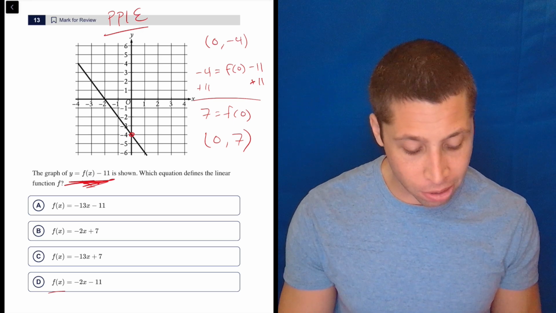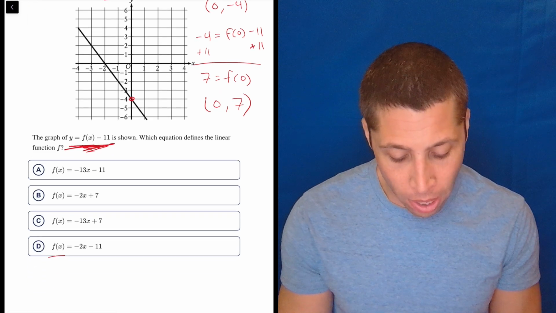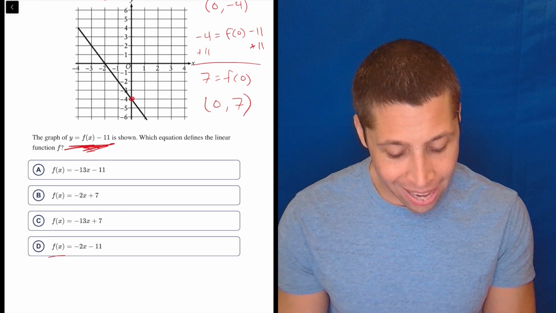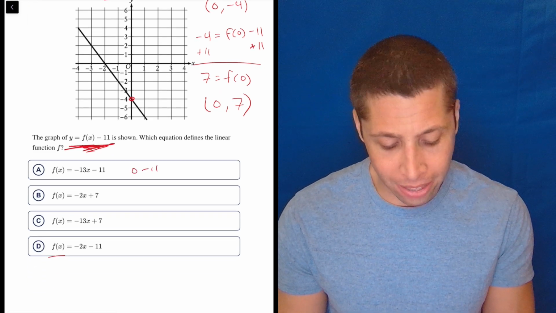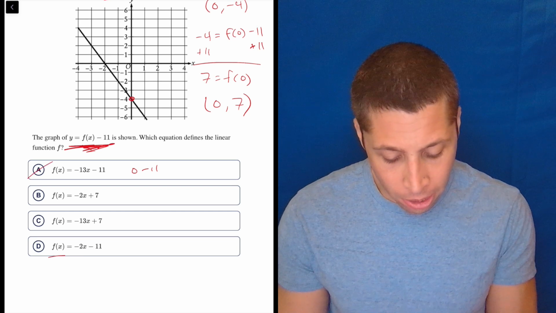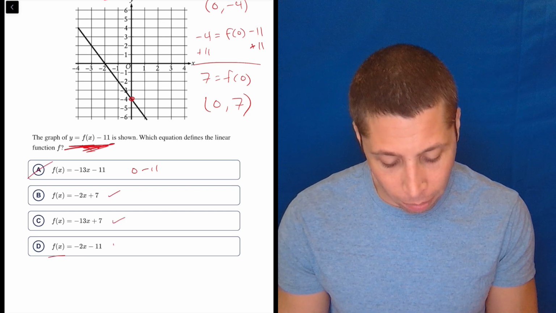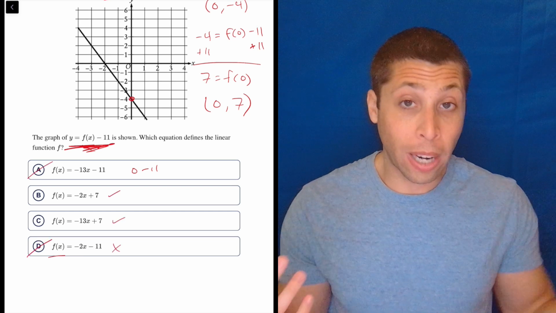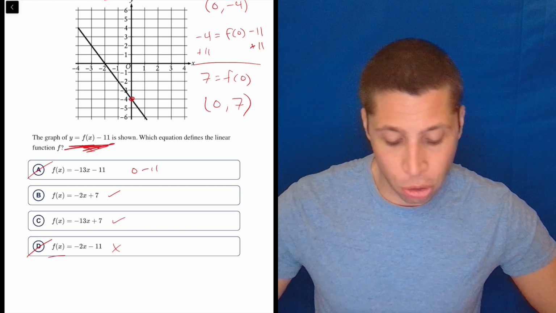Now I would just plug in (0, 7) and see what happens, right? So if I plug 0 into choice A, I get 0 minus 11. So that's not the right thing. Here I would get 7, here I would get 7, here I would get -11. So this didn't work out perfectly, but it got me down to 2 answers.